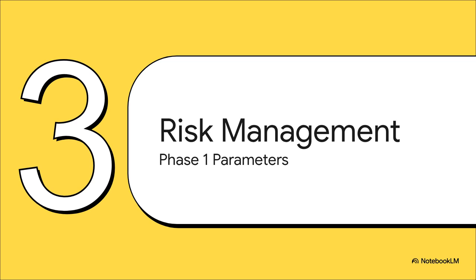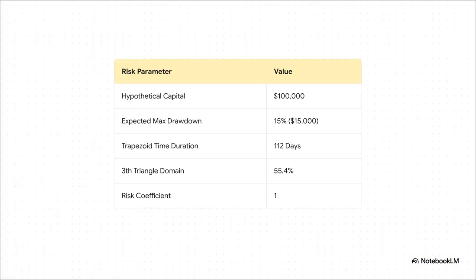Now, let's talk about how this system manages risk. This is all defined right from the get-go, here in Phase 1. Okay, so for this example, everything is based on a hypothetical capital of $100,000. Now, one of the most important inputs is the maximum allowed drawdown, which is set at 15%. The model then pulls in some unique parameters from its own geometry, a trapezoid time duration of 112 days, and a third triangle domain of 55.4%.